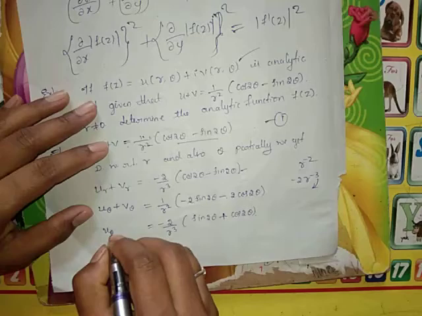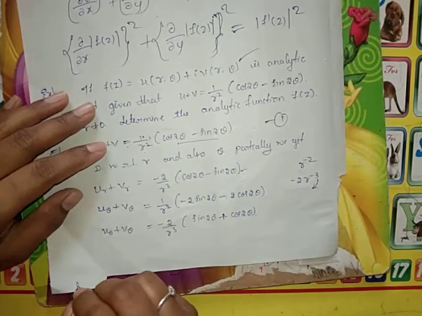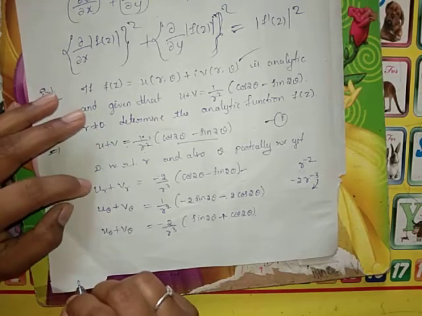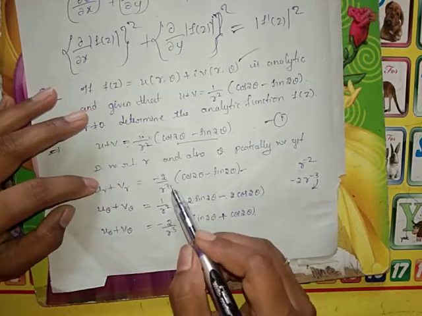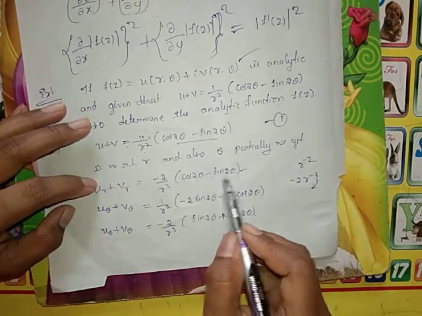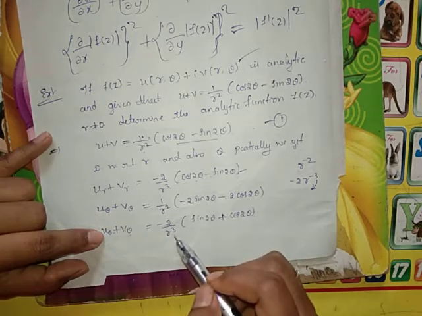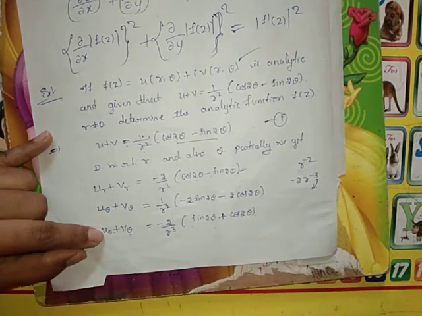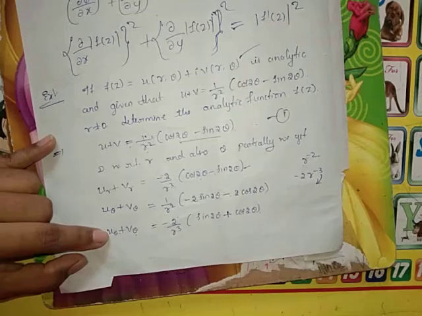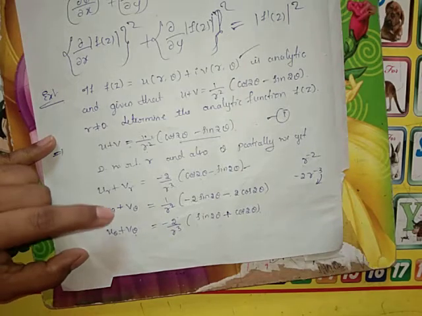That is u theta plus v theta. So ur plus vr equal to minus 2 divided by r cube of cos 2 theta minus sin 2 theta. U theta plus v theta equal to minus 2 divided by r cube of sin 2 theta plus cos 2 theta.